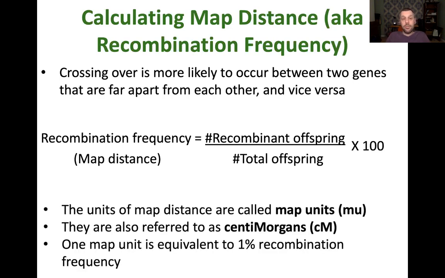The units of recombination frequency or map distance are called map units, MU, or centimorgans. Thomas Hunt Morgan is the godfather of Drosophila genetics, and so centimorgans is the name that some people give to map units. Same thing. One map unit is equal to 1% recombination frequency. There are several different terms there, but there's a lot of redundancy with them.